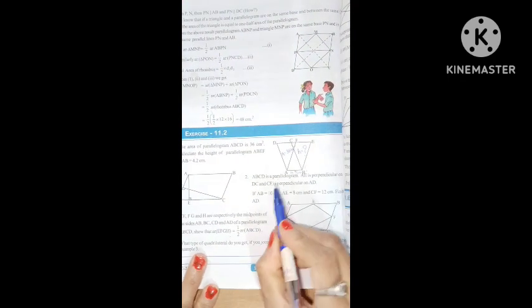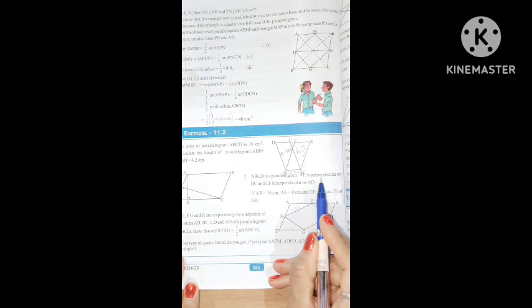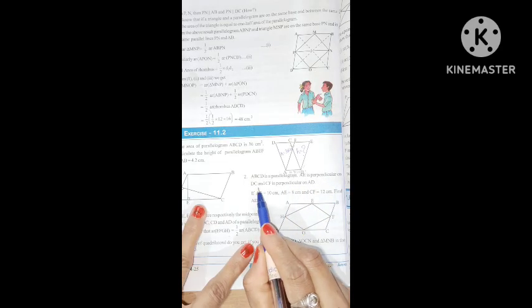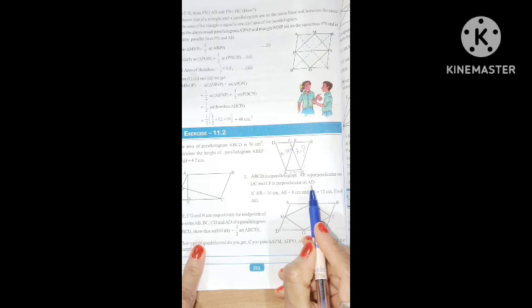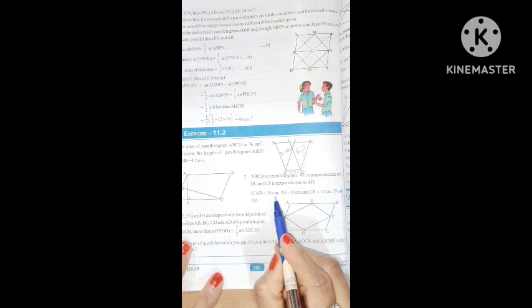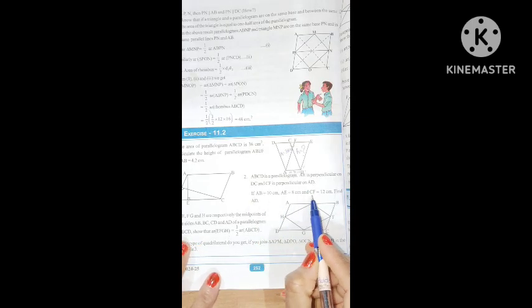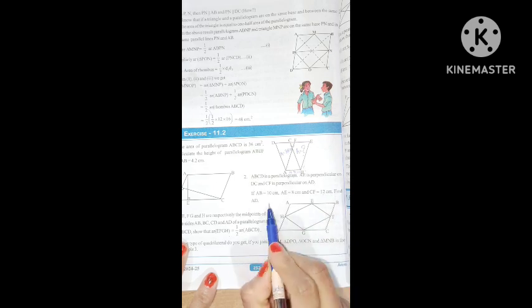Second question. ABCD is a parallelogram. AE is perpendicular on DC and CF is perpendicular on AD. If AB equals 10 centimeters, AE equals 8 centimeters and CF equals 12 centimeters, find AD.